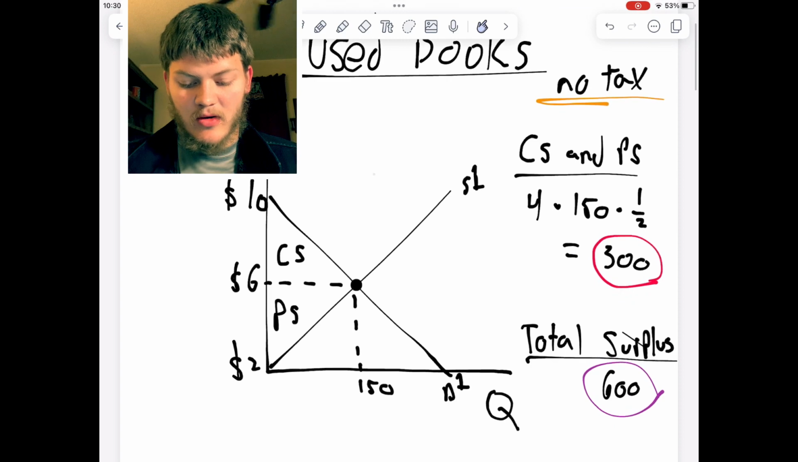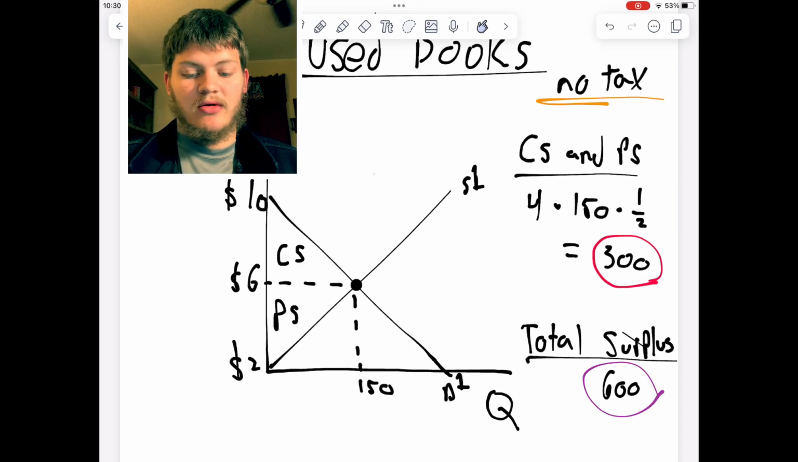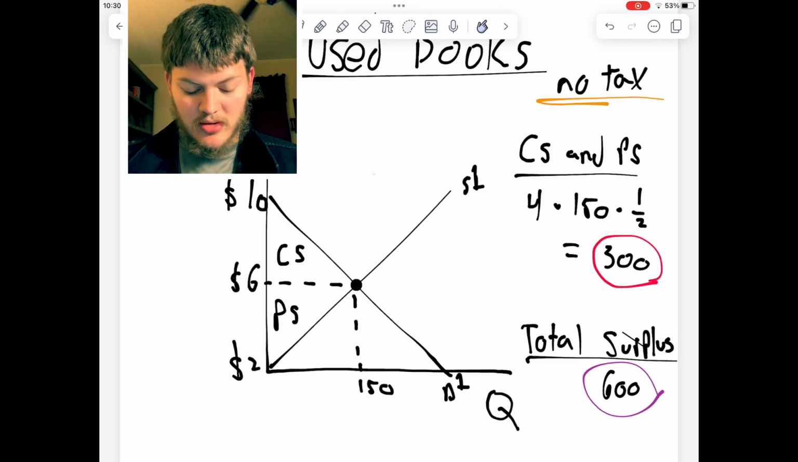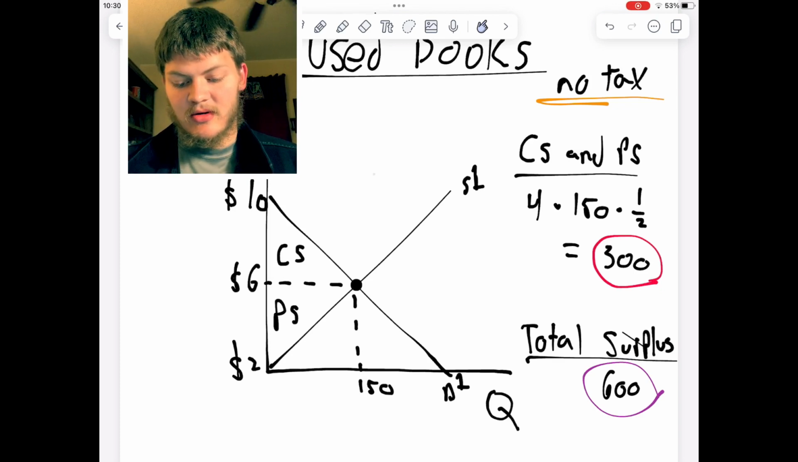The consumer surplus is the area above the price and below the demand curve, labeled CS on the graph. This area is bigger, obviously, with no tax. And to do the math, you do 1/2 base times height, which is 4 for the height, and 150 for the base, times 1/2 equals 300.